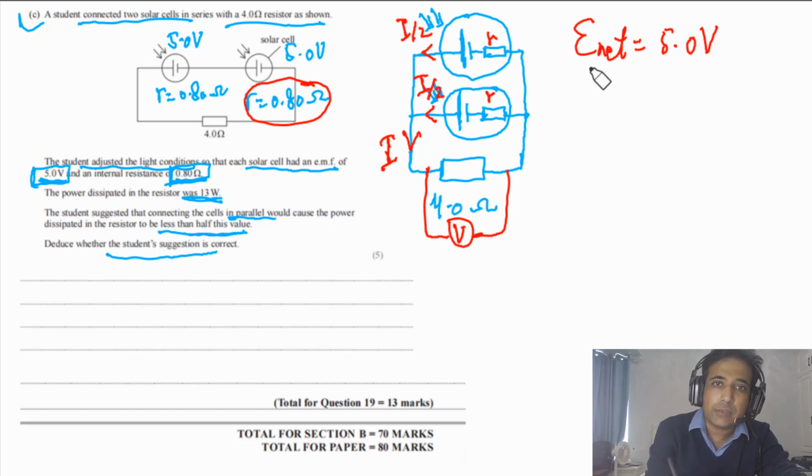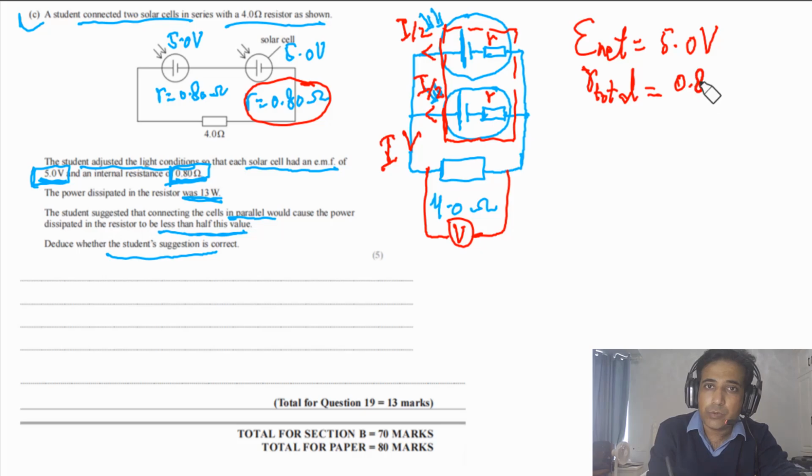So what is the net resistance? It means the net resistance, or the total resistance, of these two cells. We can say R total internal resistance. They are connected in parallel, so the total internal resistance will be half. So this has to be equal to 0.40 ohms. In this case we can also say total resistance in the circuit.